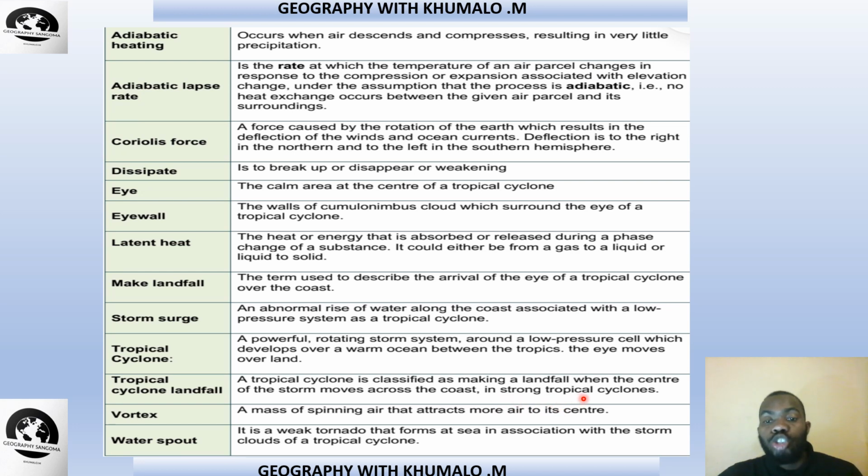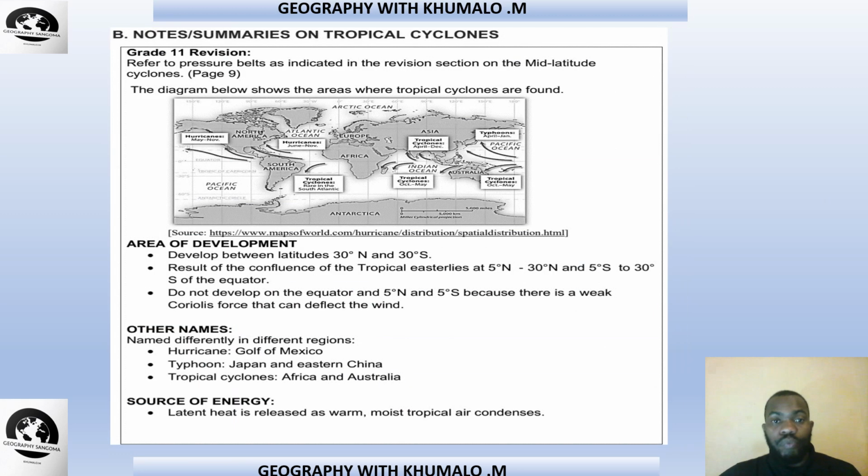In strong tropical cyclones. Then we talk about a vortex. It's a mass of spinning air that attracts more air to its center. And then the last one that I want us to look at is the waterspout. A waterspout is a weak tornado that forms at sea, associated with the storm clouds of a tropical cyclone. And then let's quickly look at the tropical cyclone.